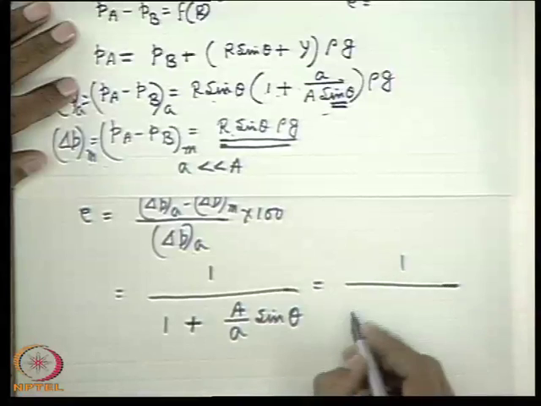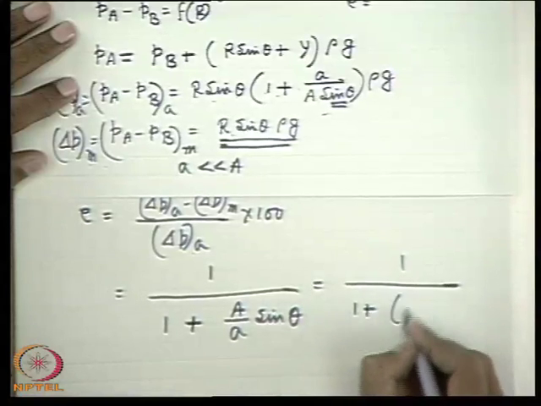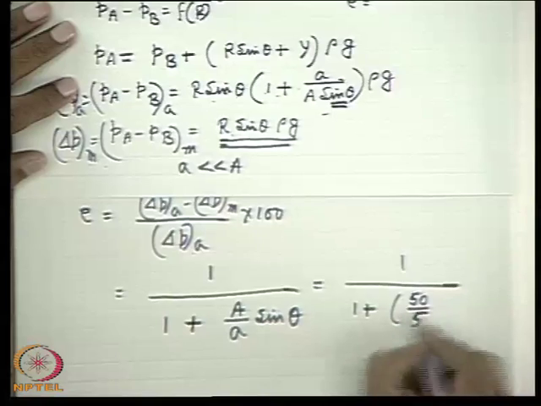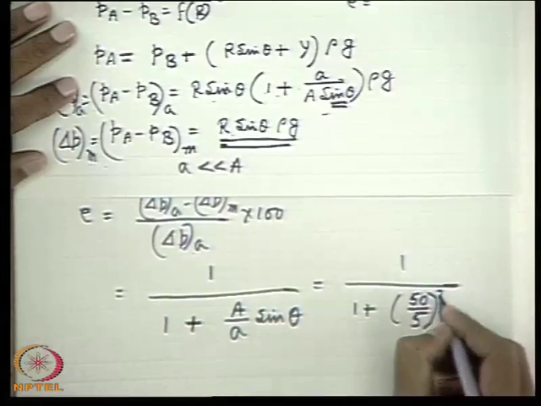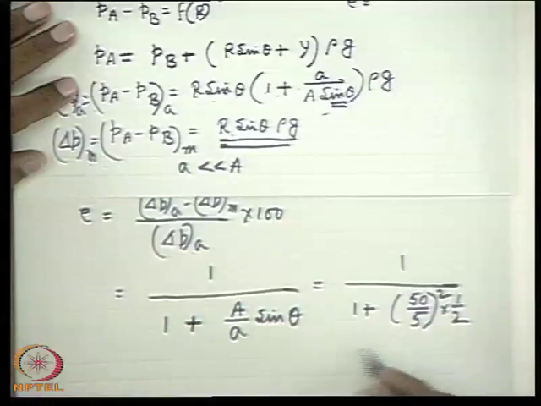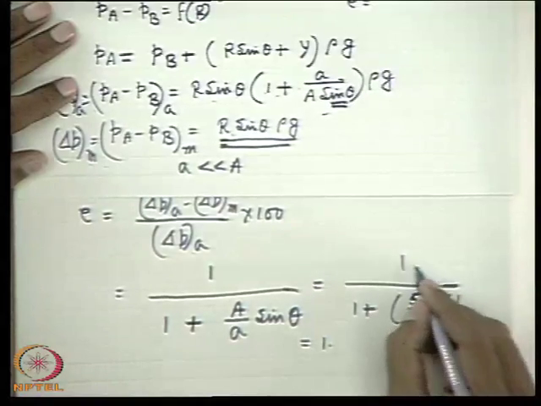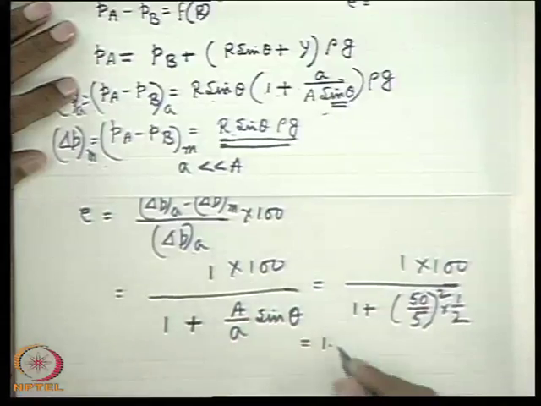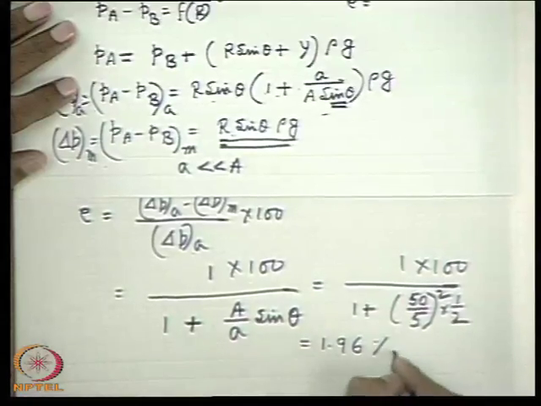Now if you make the substitution here, A is 50 millimeter and this diameter is 5 millimeter. So this whole square, these are the diameter into sin theta half. So this comes out to be into 100, and this will be 1.96%.